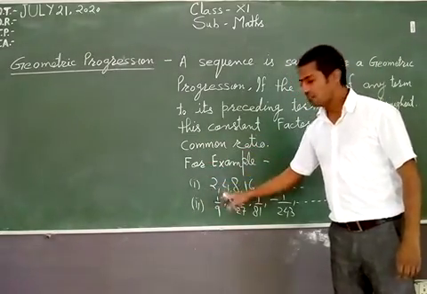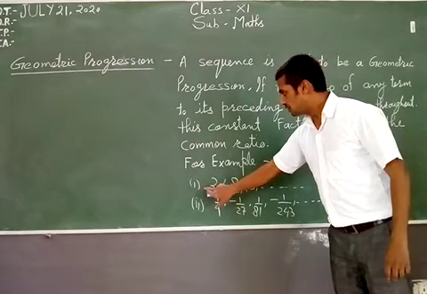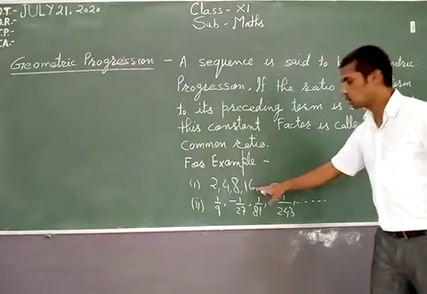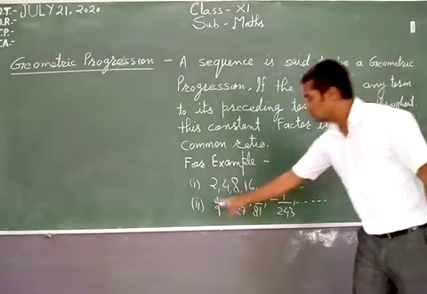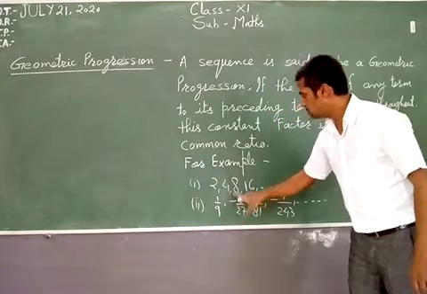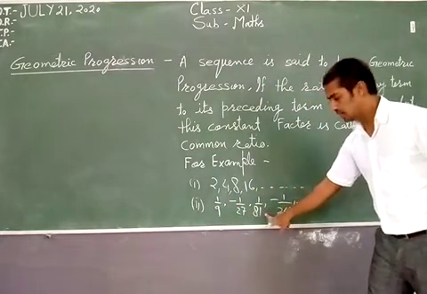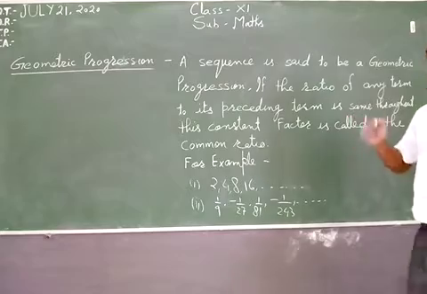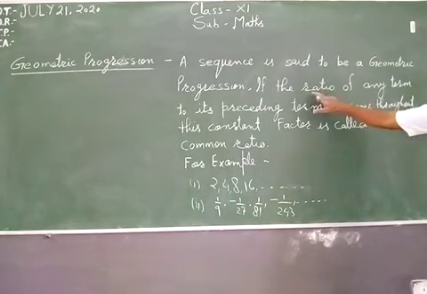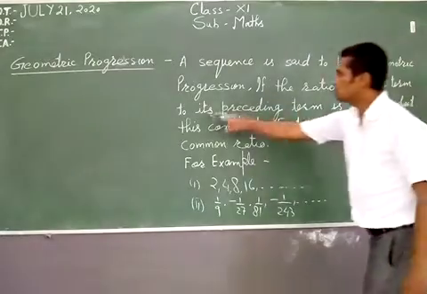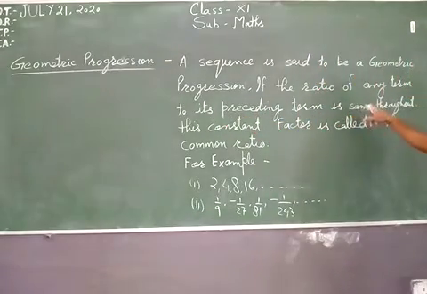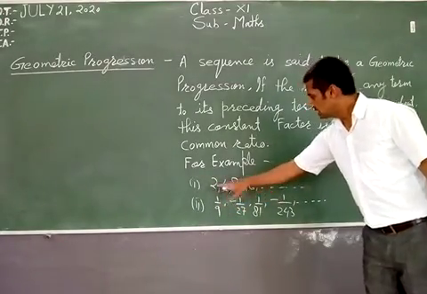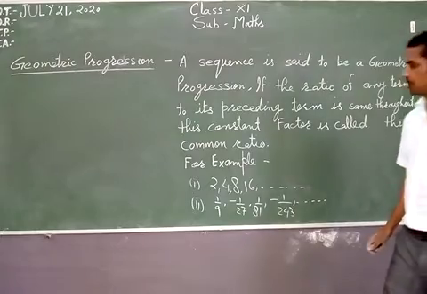For example, we have two sequences. The first sequence has elements 2, 4, 8, 16 and so on. The second sequence has 1/9, minus 1/27, 1/81, minus 1/243 and so on. According to the definition, the ratio of any term to its preceding term is the same throughout. Now we will discuss how we can say these two sequences are in GP.